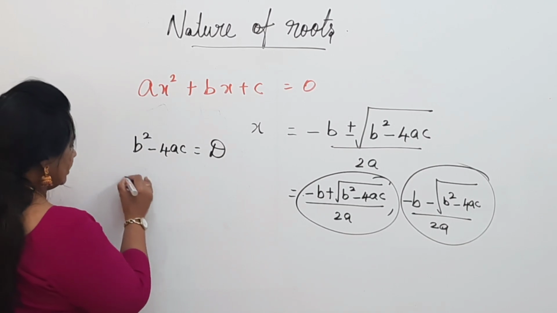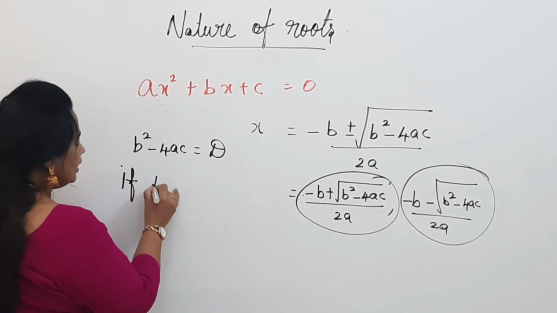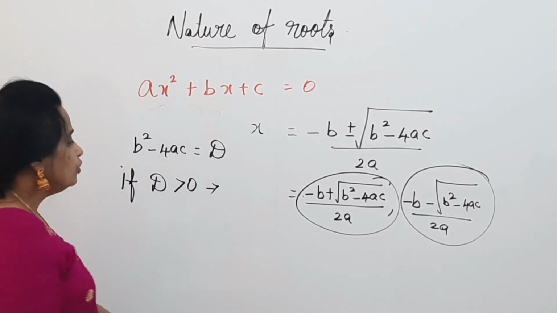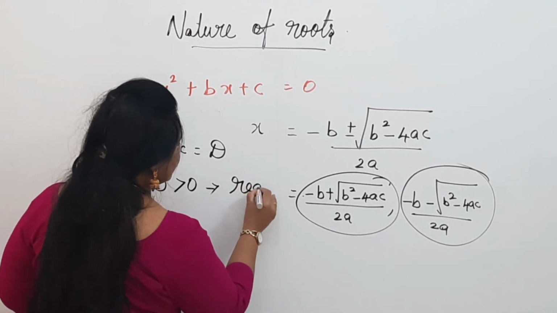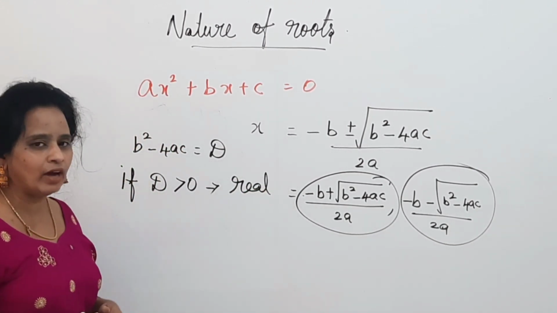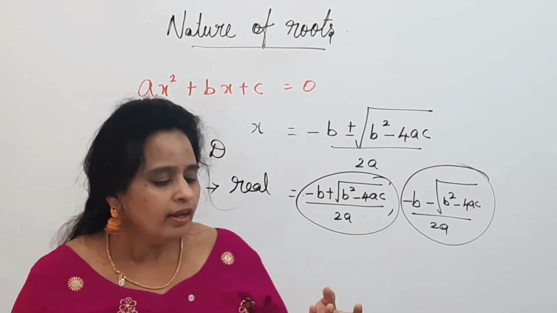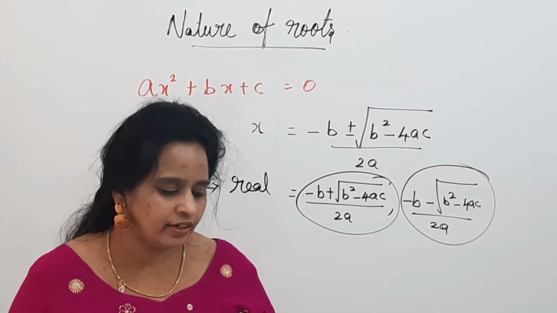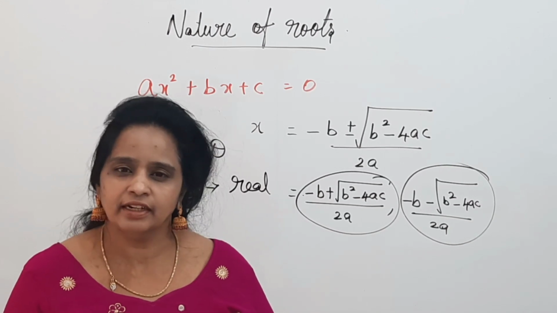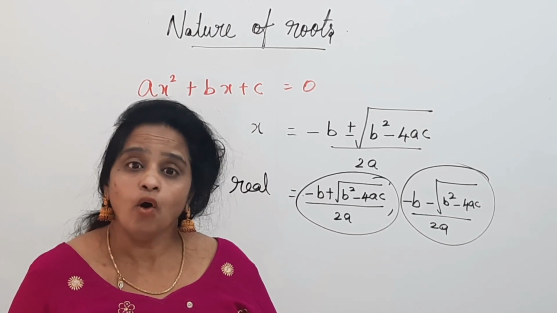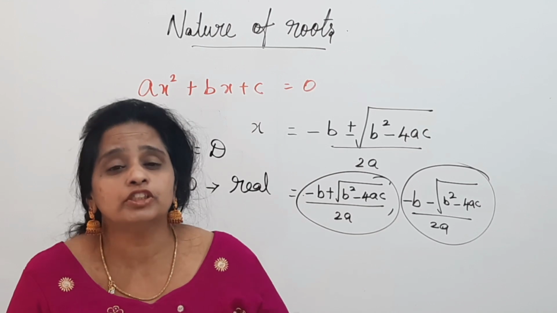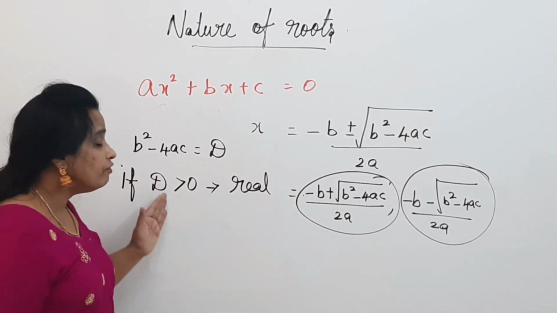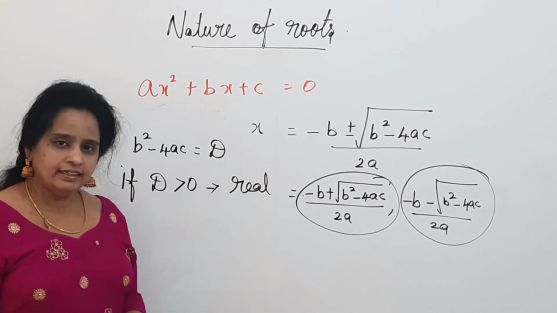If D is greater than 0, then the roots are real. That means it will take the value. You can start from natural numbers, whole numbers, integers, positive or negative, and fractions, that is rational numbers. All these numbers are possible, even irrational numbers. All these numbers are possible if D is greater than 0.